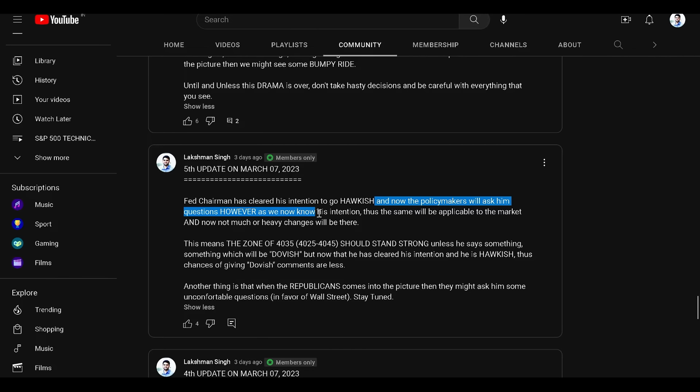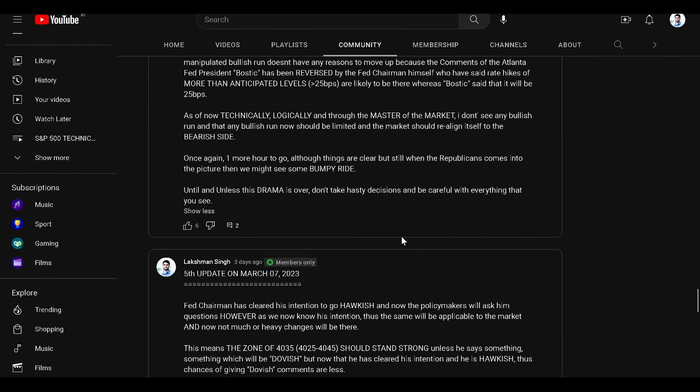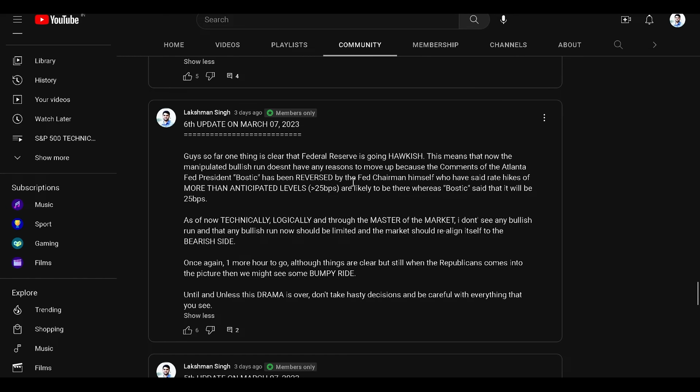However, as we now know his intention, the same will be applicable to the stock market, and now not many heavy changes will be there. He has already made clear that he is going hawkish. Then the next update: the Federal Reserve is going hawkish, and this is clear and confirmed. This means that the manipulated bullish run on Friday, and initially on Monday, doesn't have any reasons to move up.